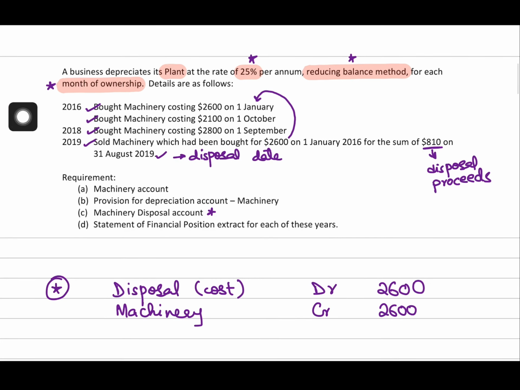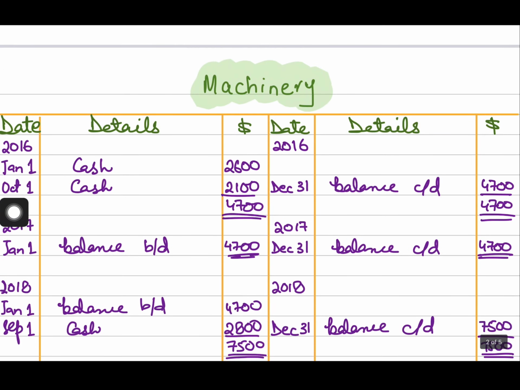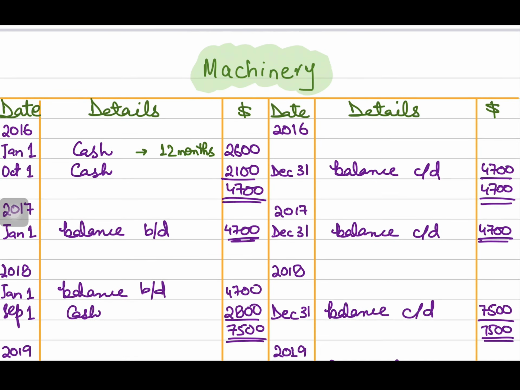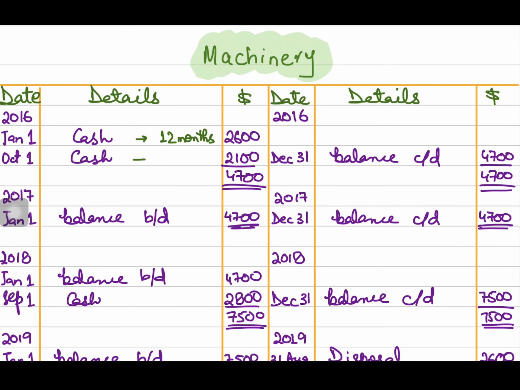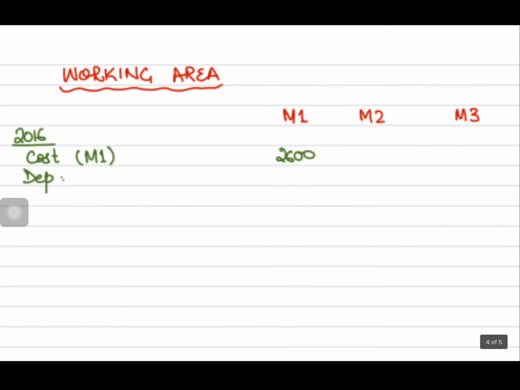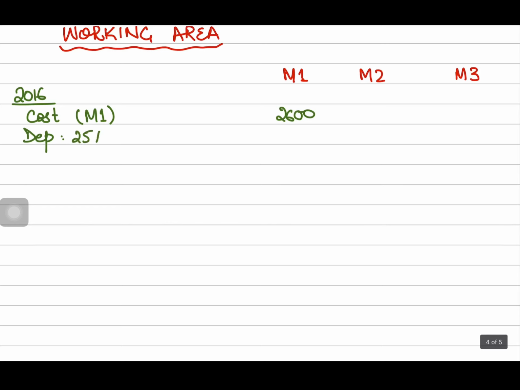So since this is being purchased on the first date of the financial year, for how many months will we charge depreciation on this asset? For full 12 months, right? And the next one is being purchased on October, so 3 months only, October, November, December, right? So let's first charge depreciation on the first asset. 25% multiplied by 2600 would give me a depreciation of 650, right? And let's write down the cost of machinery number 2 as well, that was 2100.